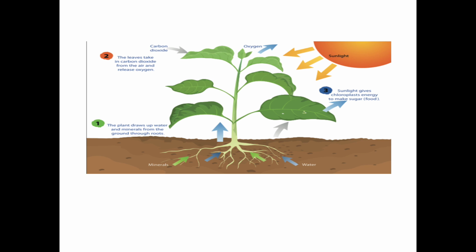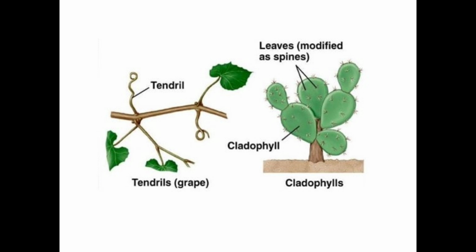And the leaves also release water through the stomata in the form of water vapor into the atmosphere through the process known as transpiration. Next is modification of leaf. Some leaves are modified for other work, for other functions.